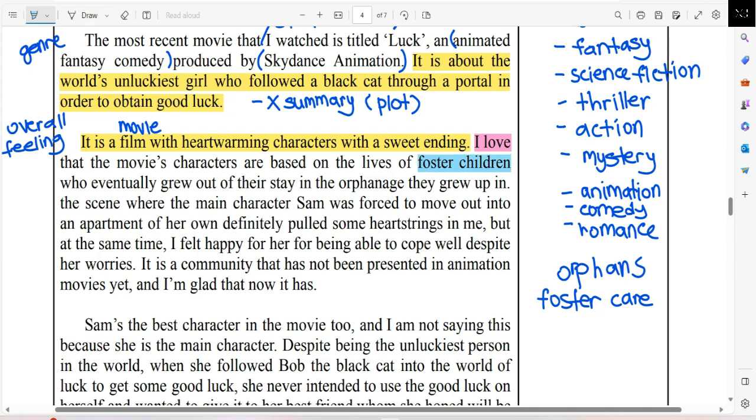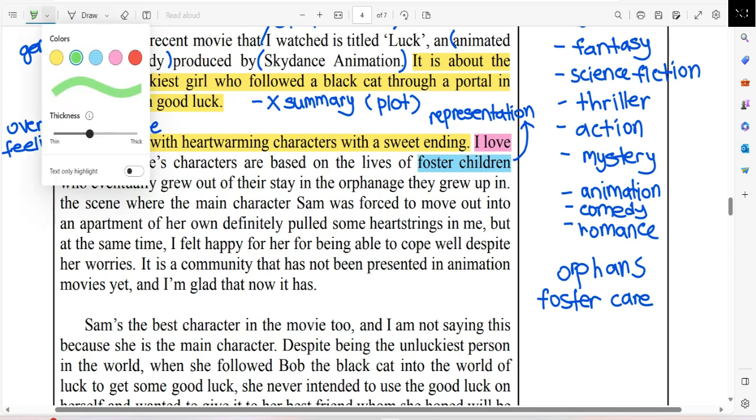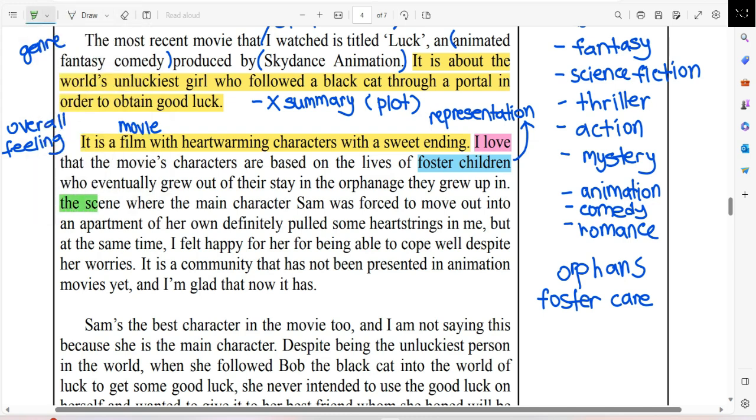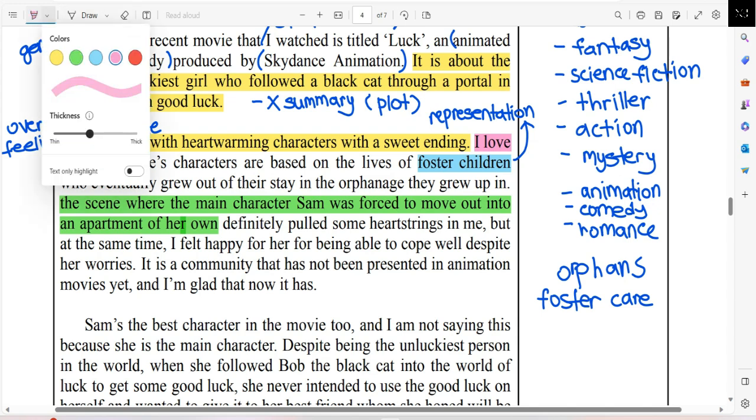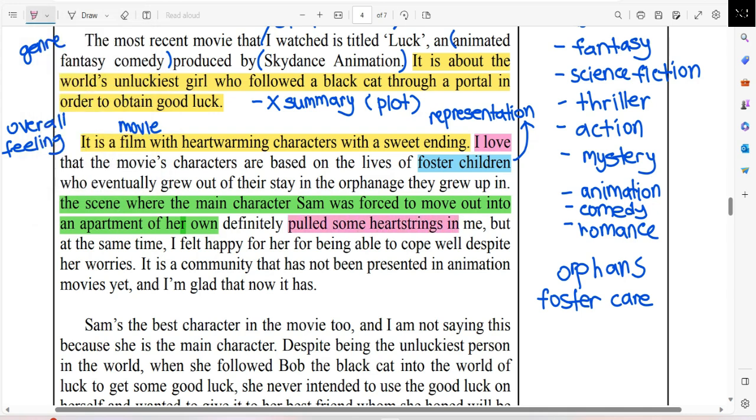Normally in movies, so far, I have never seen foster children being represented in the media, especially in movies. So we can mention that we think this is a good representation. Then we elaborate and explain what is going on. You will see, we will use a little bit of what happened in the movie. But we must remember, after we explain what happened in the movie, we must add on our emotions. Otherwise, we are just talking about our summary. We do not want summary.